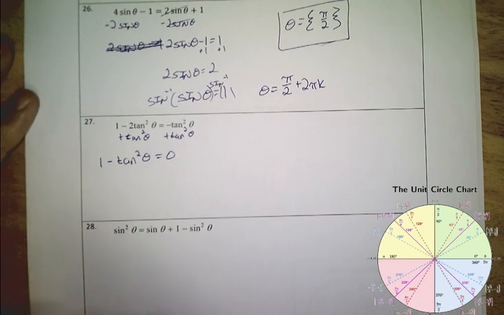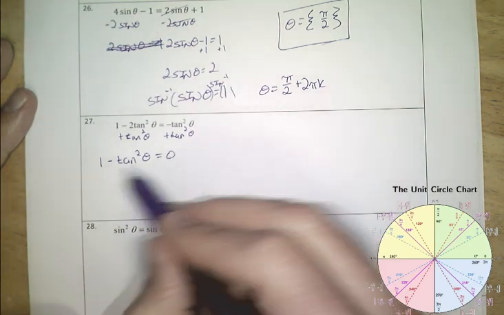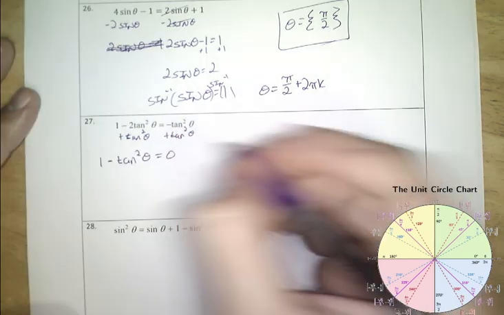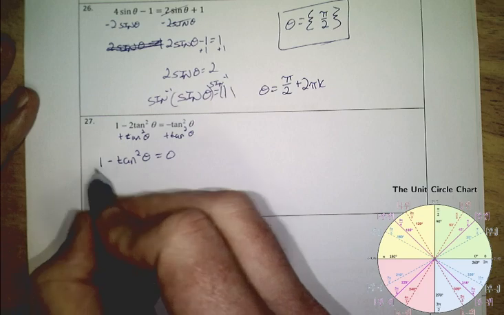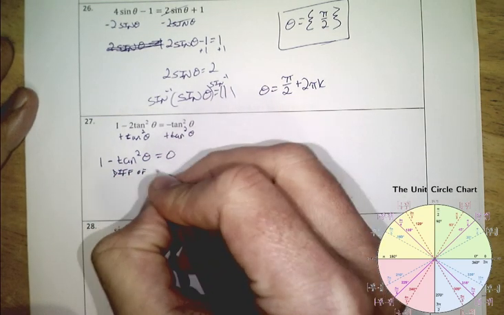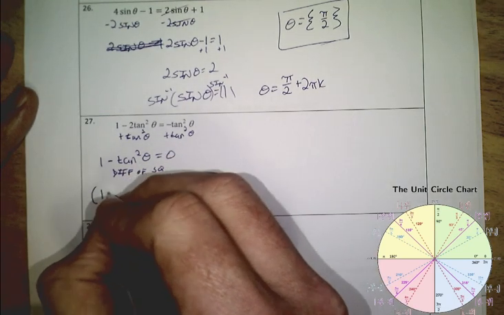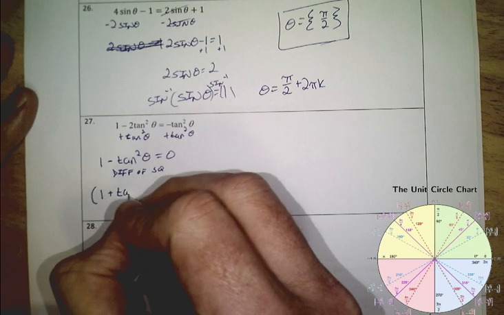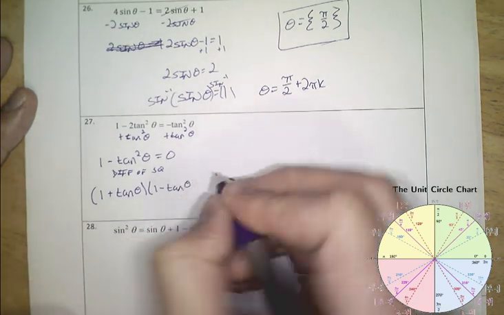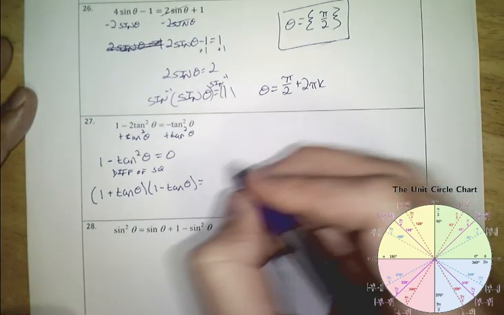There are a number of ways you can proceed here. You can move tangent back over here to make it positive. You can multiply by -1. You can do a lot of different things. I'm just going to do difference of squares. That's a perfect square. That's a perfect square. So I'm going to use difference of squares. So that is 1 plus tangent theta times 1 minus tangent theta is equal to 0.